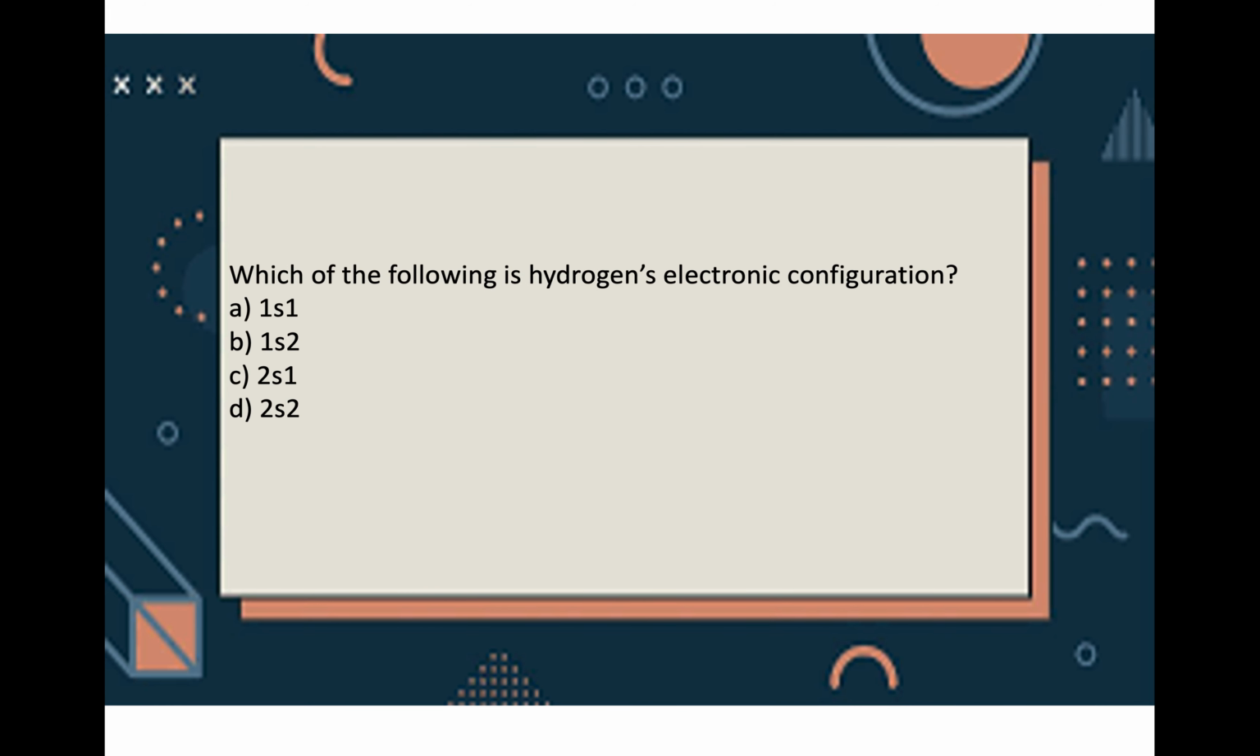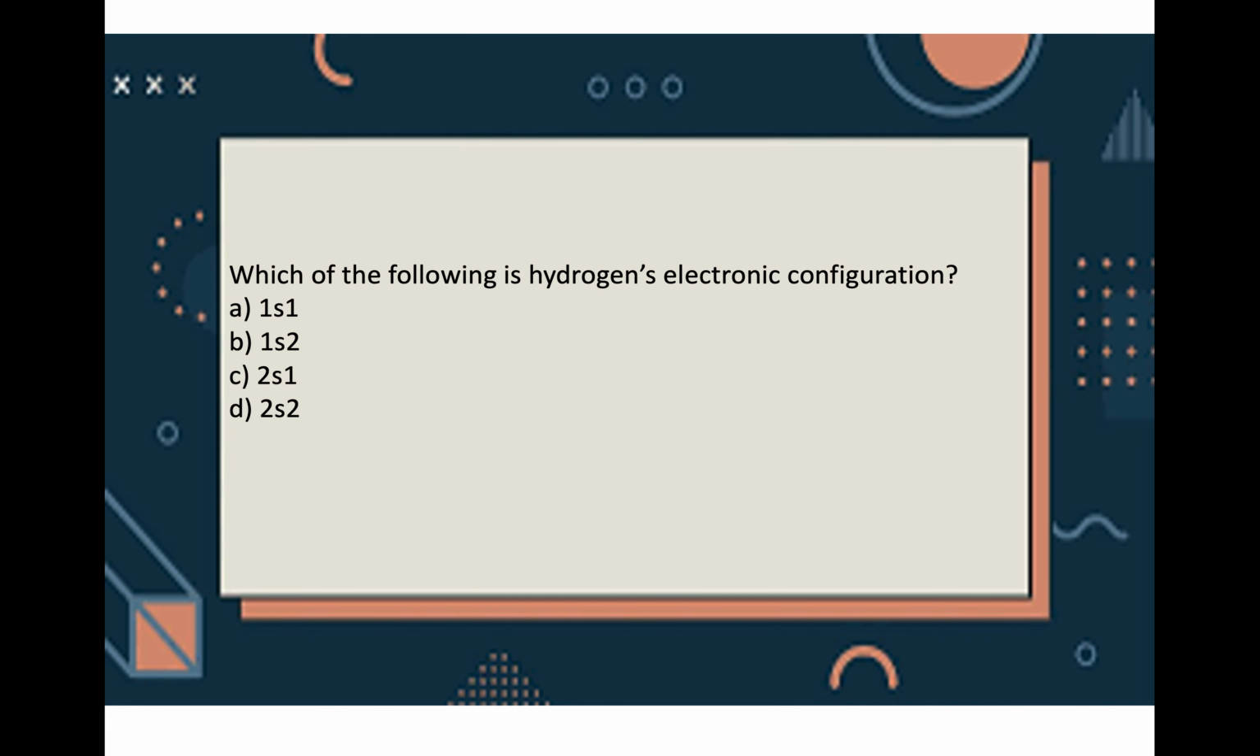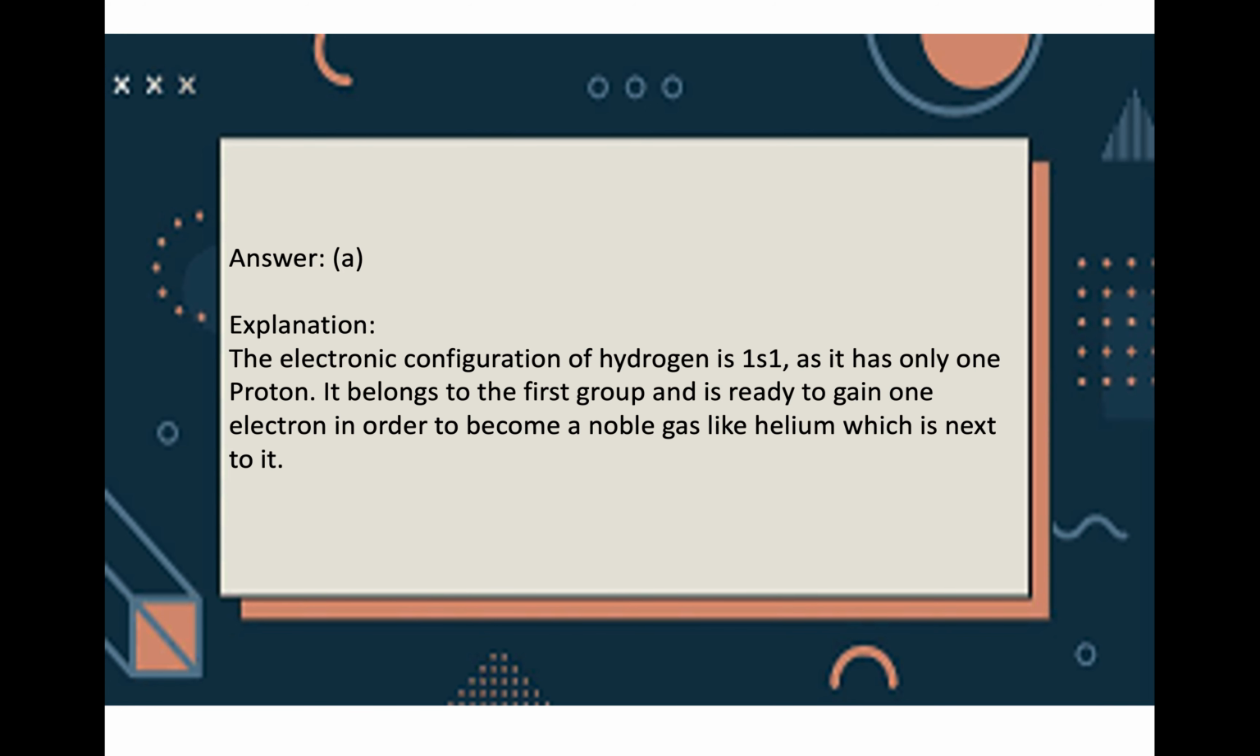Second question, which of the following is hydrogen's electronic configuration? A 1s1, B 1s2, C 2s1 and D 2s2. So, hydrogen is the first element in the periodic table. So, the first option is the answer, that is 1s1, because it has got only one electron. And hydrogen readily gains one electron in order to become a noble gas.